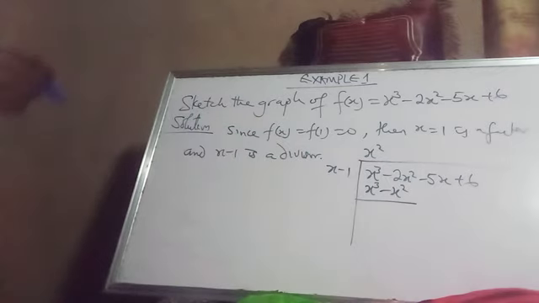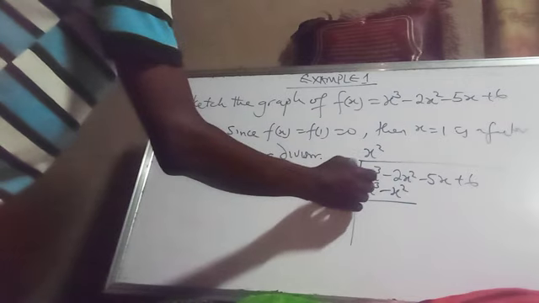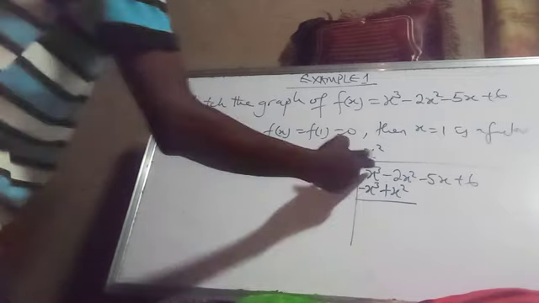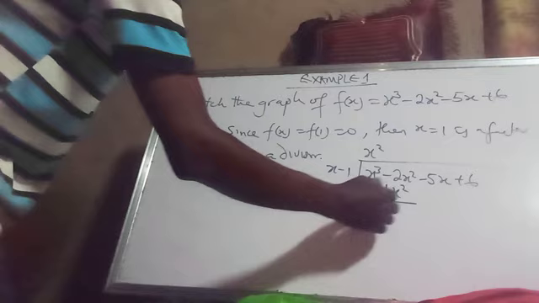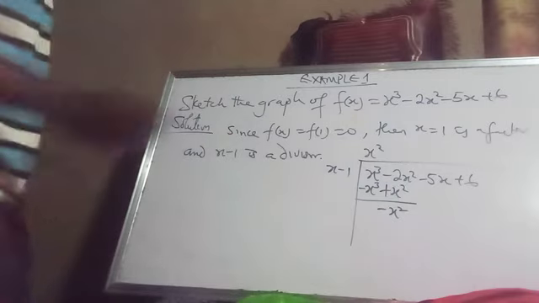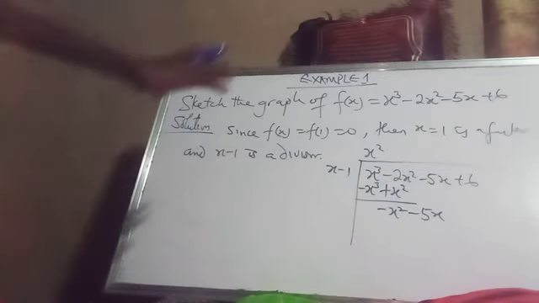So what next? You subtract this from this. We have learned this before. By the time you introduce the minus sign here, this one will change to a plus sign. Okay? So x cubed minus x cubed, that's 0. Minus 2x squared plus x squared, that's minus x squared. Then you bring down this, minus 5x. So you pair it like 2, 2.